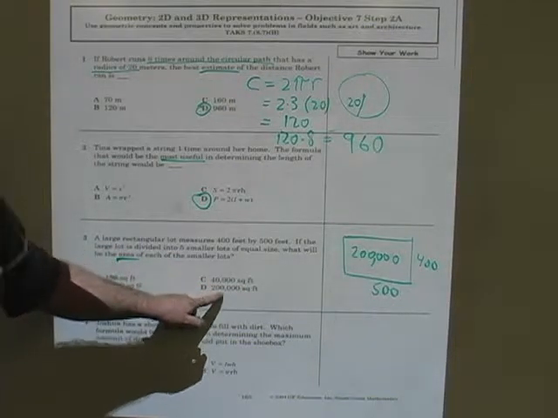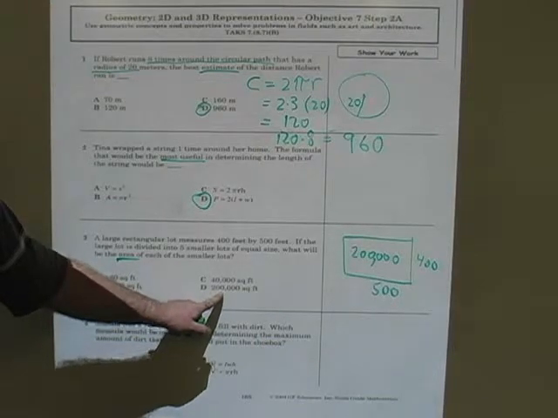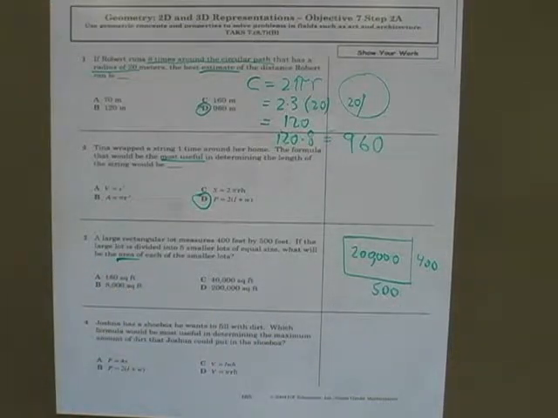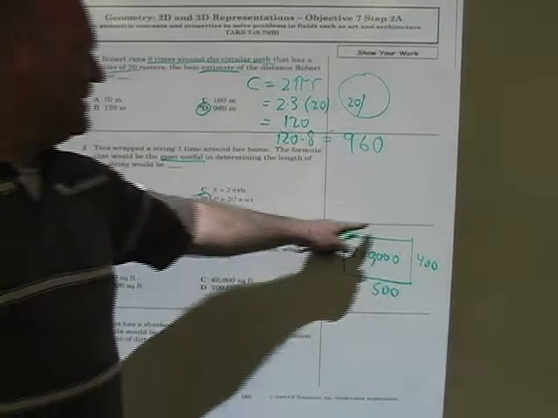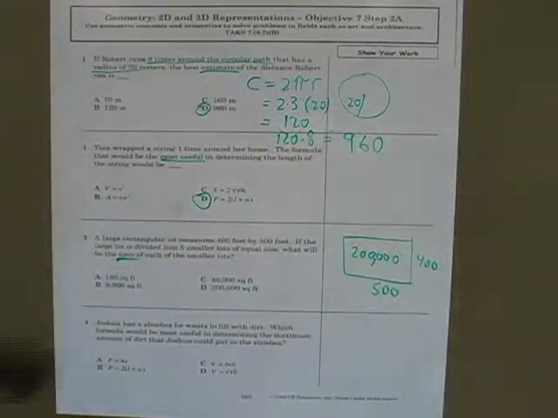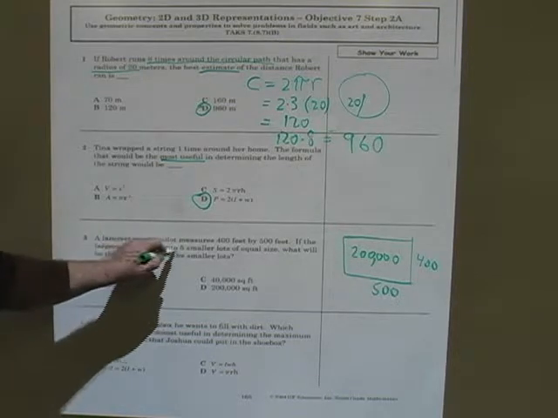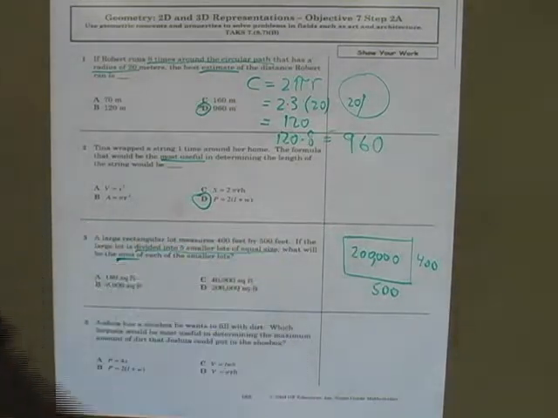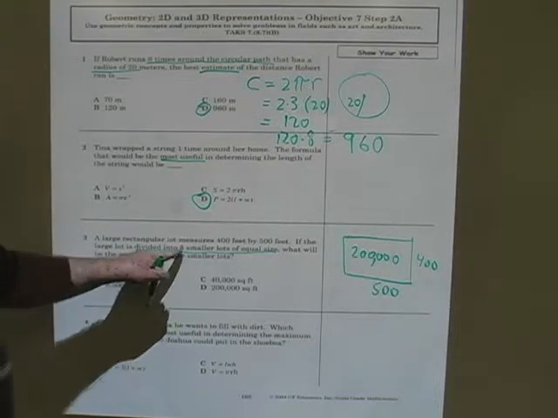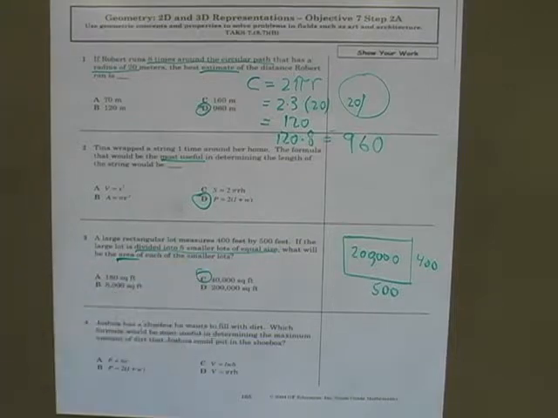Now, there's that answer. Is that what we're looking for? This is the big lot. We're going to divide it up into 5 smaller lots of equal size. So we need to divide 200,000 by 5, and we get 40,000.